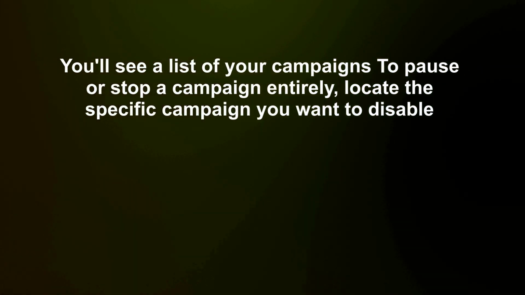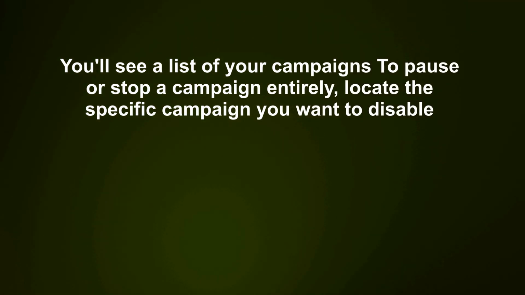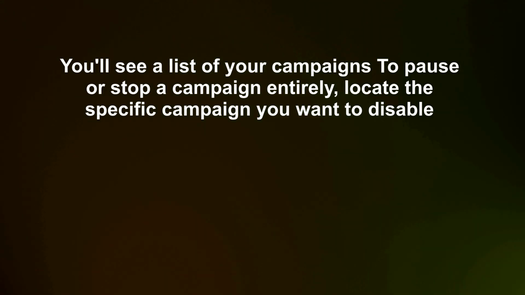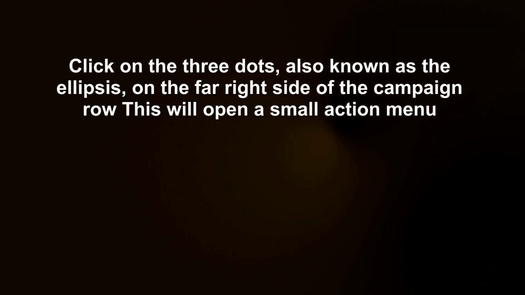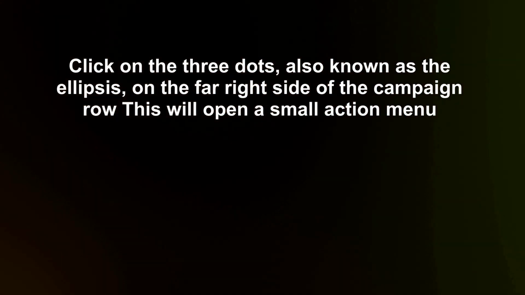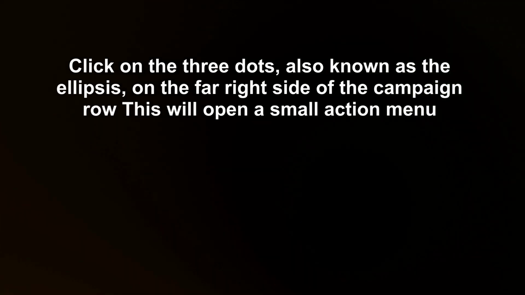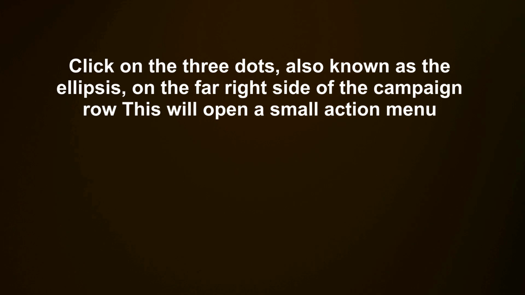You'll see a list of your campaigns. To pause or stop a campaign entirely, locate the specific campaign you want to disable. Click on the three dots, also known as the ellipsis, on the far right side of the campaign row. This will open a small action menu.